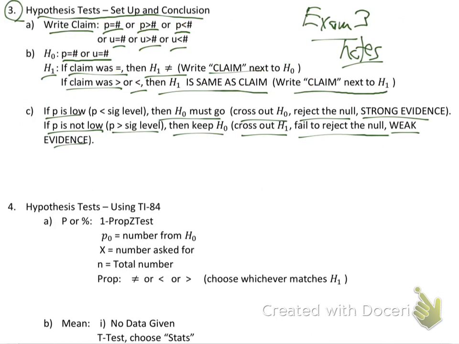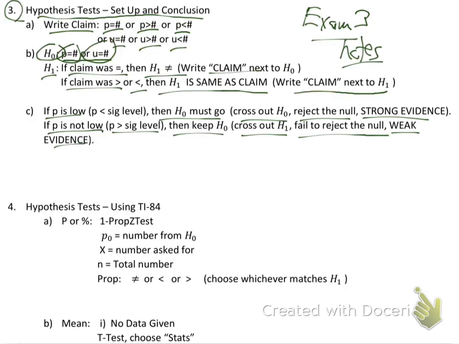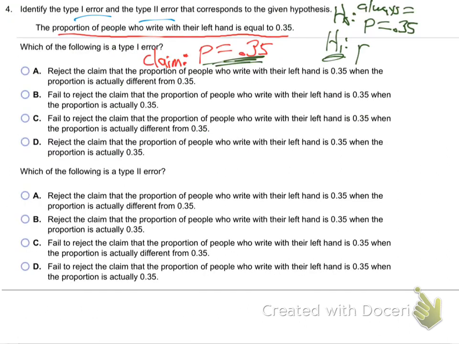So again, notice H0 is always equals, isn't it? Always equals. So it's going to be P equals 0.35. Well, then what's H1? Let's go back to the notes. If the claim was equals, our claim was equals, then H1 is not equals, and write claim next to H0. Not equals, and the claim is up here. That's what they were claiming. Okay, so now we're ready to answer the question.